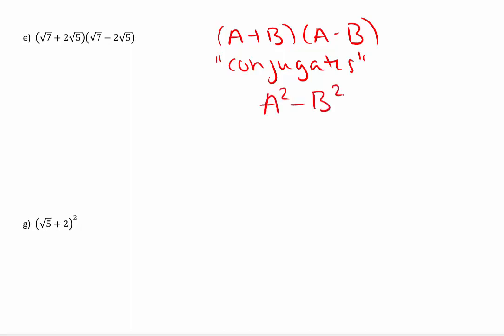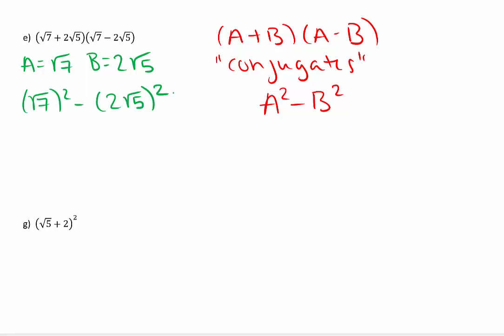This is our difference of squares formula. If we FOIL this out, we should get a squared minus b squared. In this particular case, the a would be root 7, and the b would be 2 root 5. Root 7 squared minus 2 root 5 squared becomes 7 minus, 2 squared is 4, root 5 squared is 5, so you end up with 7 minus 20, or negative 13.